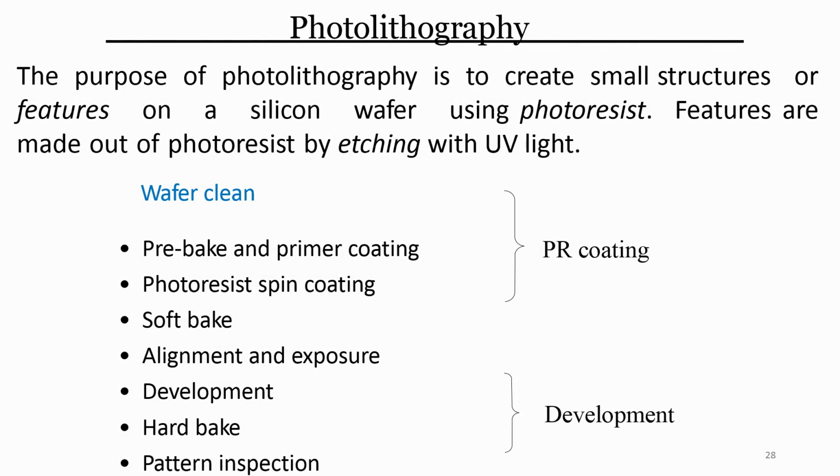Photolithography comes from the words photo and lithos. Lithos and graphy is a Greek word which means carving from a single stone. Photo means photons, light, so we use light to carve a single stone. Here in our case it is a single crystal, which is silicon. The purpose of photolithography is to create small structures or features on a silicon wafer using photoresist. We will see what a photoresist is. Features are made out of photoresist by etching with UV light.